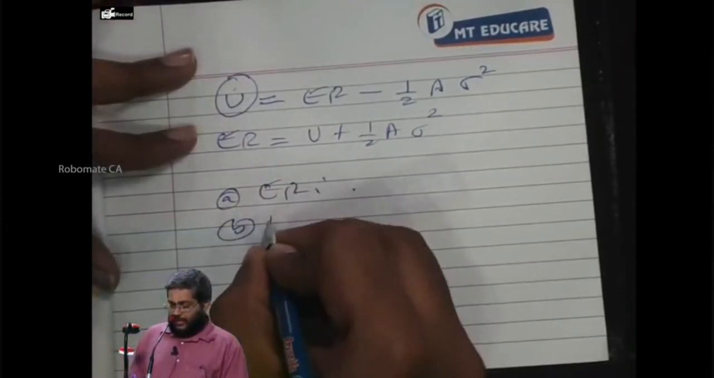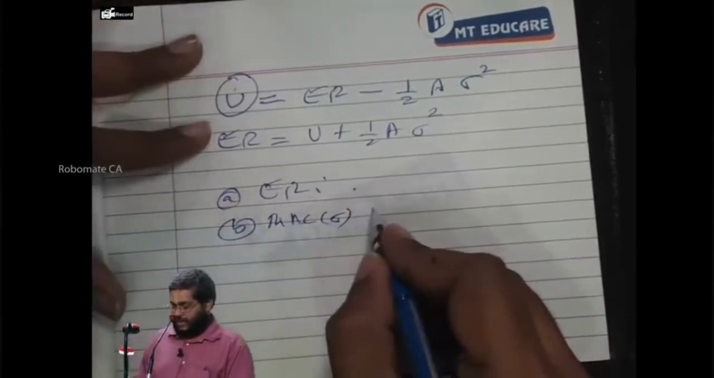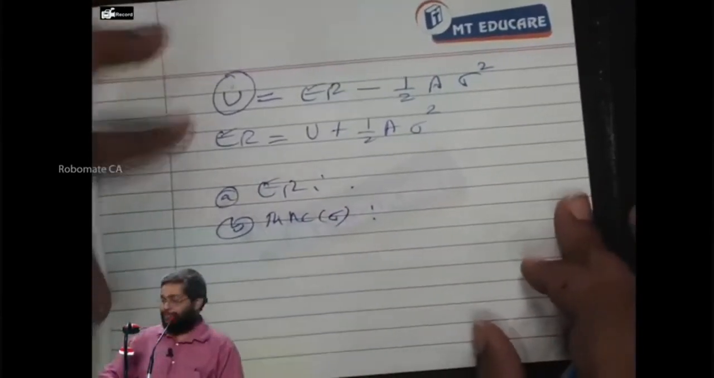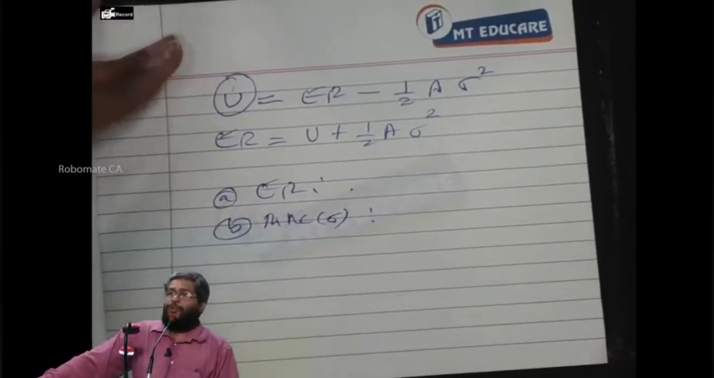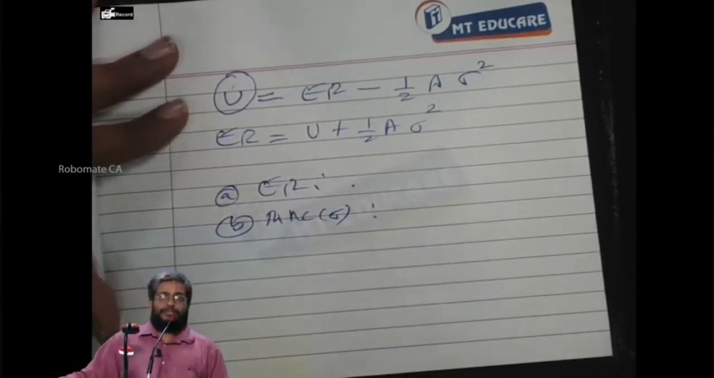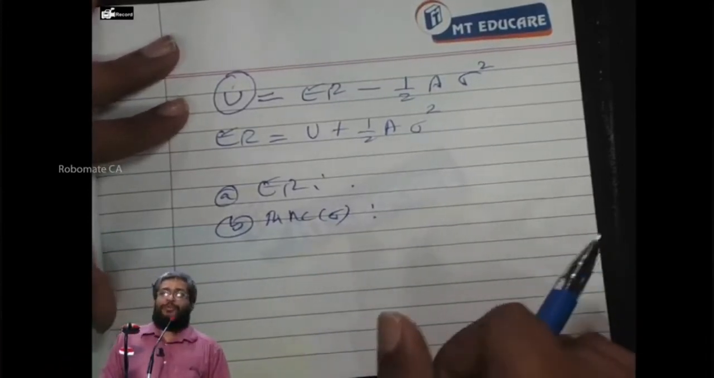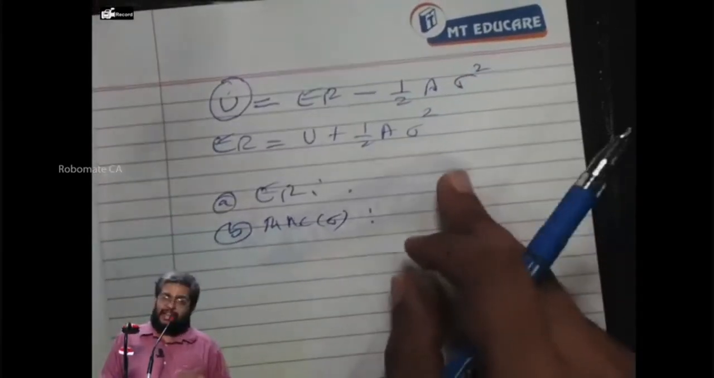Next, point B. Point B is risk, in brackets sigma, standard deviation. If a portfolio has more risk, does happiness increase or decrease? It decreases.